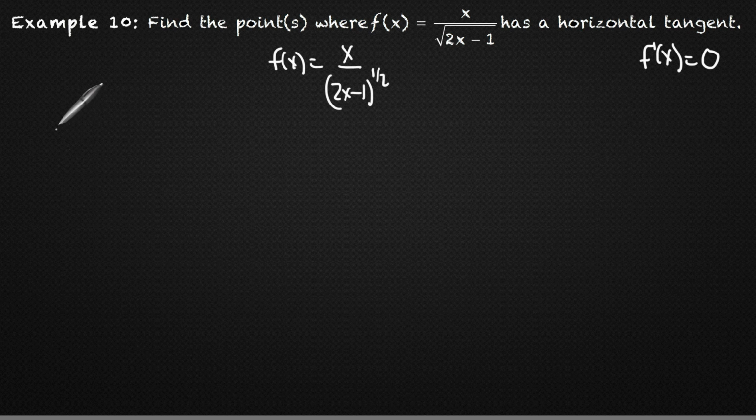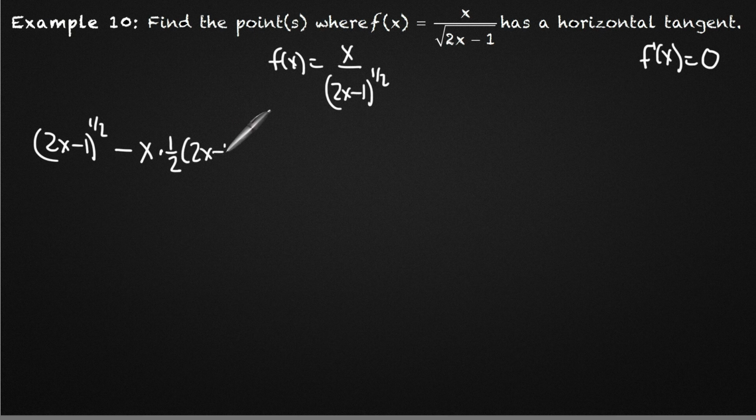So we're going to take the bottom, which is 2x minus 1 to the 1/2, times the derivative of the top, which is 1, minus the top, which is x, times the derivative of the bottom. Now this is where the chain rule comes in again. So we're going to have to do 1/2, leave the inside function alone, drop the power down to a negative 1/2, and then multiply by the derivative of 2x minus 1, which is 2.